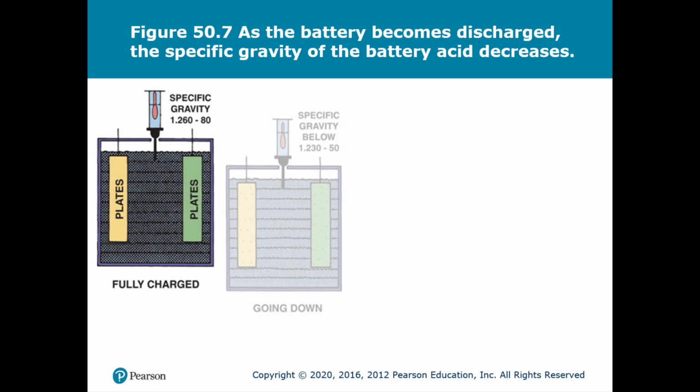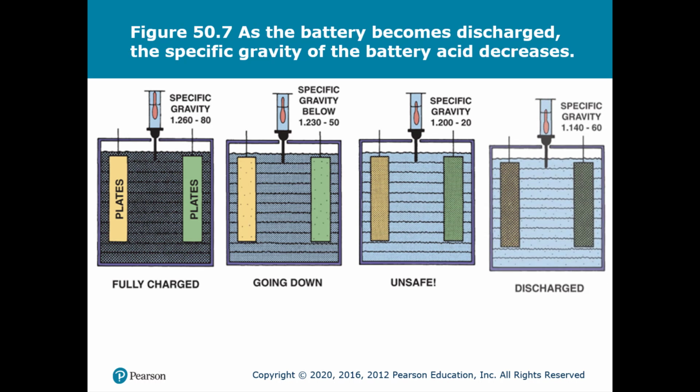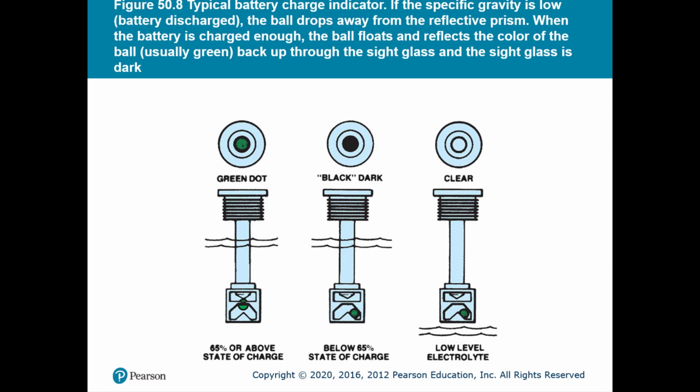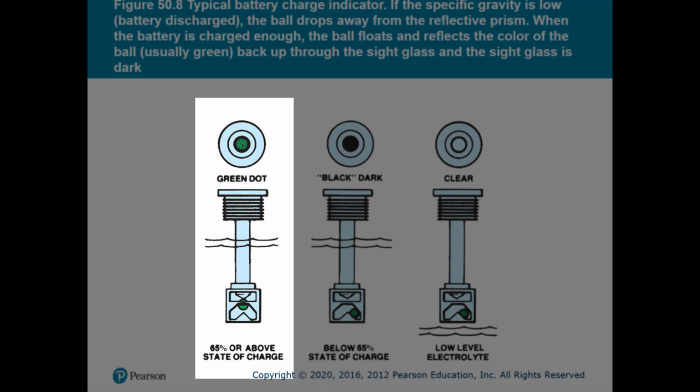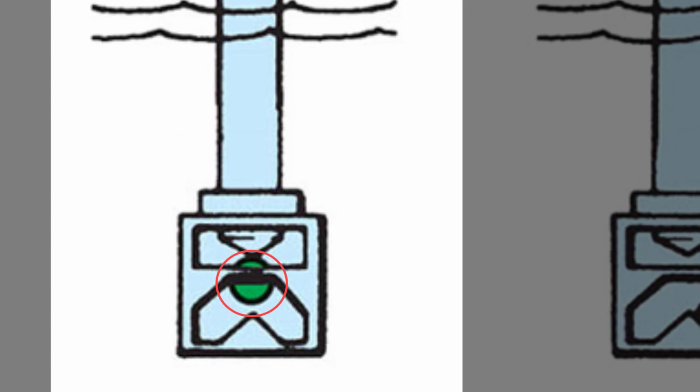Figure 50.7 shows that as the battery becomes discharged, the specific gravity of the battery acid decreases. Figure 50.8 shows a typical charge indicator that can be found on one of 6 cells on some automotive batteries. A green dot would indicate 65% or above state of charge because the pellet or the ball is floating close to the top of the prism.